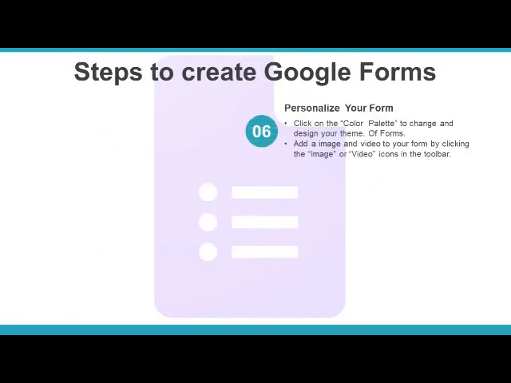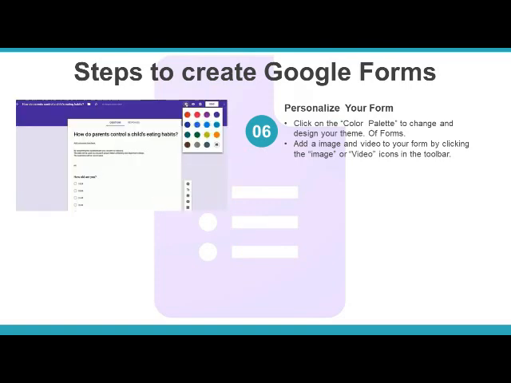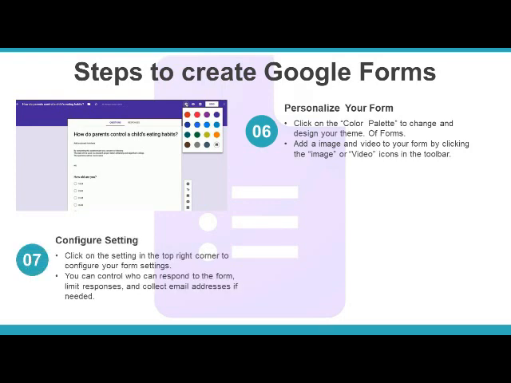6. Personalize your form. Click on the color palette to change the design and theme of your form. Add an image and video to your form by clicking the Image or Video icons in the toolbar.